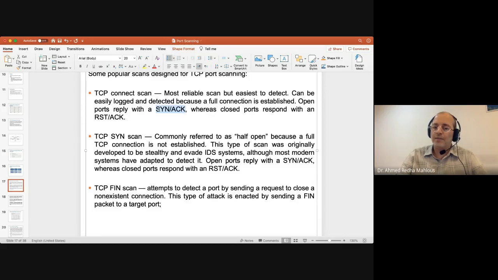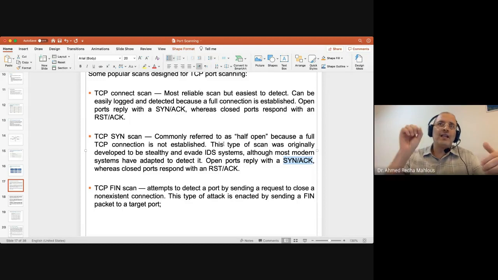Right, Shabab? Correct. Okay, when you receive a SYN-ACK, you would normally reply with an ACK, but in this type of scan it is called half open. If you receive a SYN-ACK from the other side, you conclude that yes, the port is open, but you will not reply with an ACK. This is what is called half open.